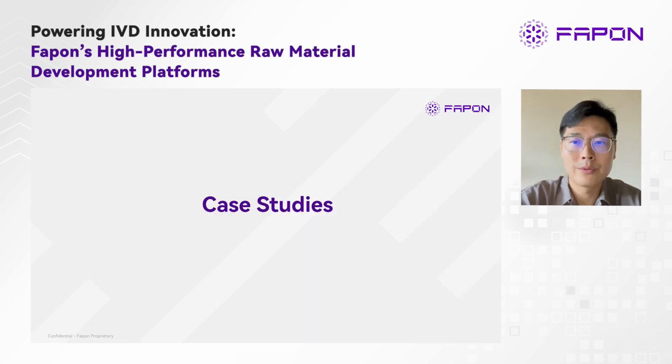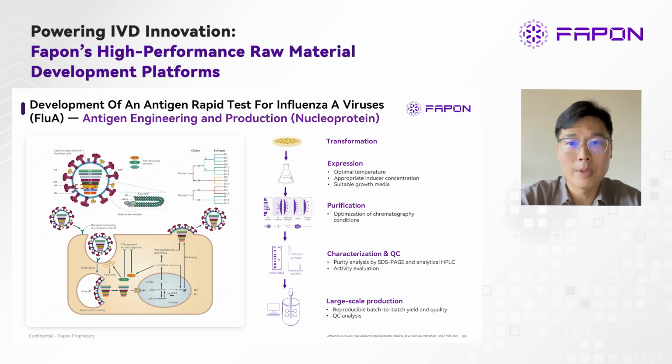Now that we have walked through our core technologies and development capabilities, I would like to show you some of the key studies to demonstrate how we apply these technologies in real-world examples. In the first case study, I would like to talk about the development of an antigen rapid test targeting influenza, specifically flu A. As we know, flu is a significant global health burden, causing seasonal epidemics and resulting in millions of severe cases and hundreds of thousands of deaths each year. Because of that, the rapid and accurate diagnosis of flu is very essential.